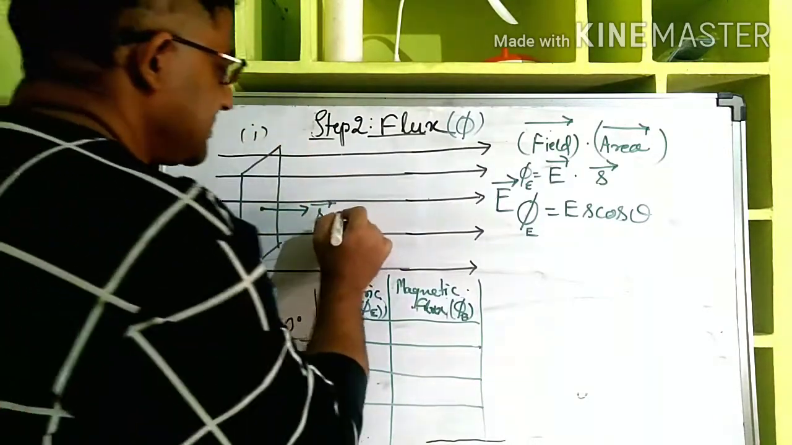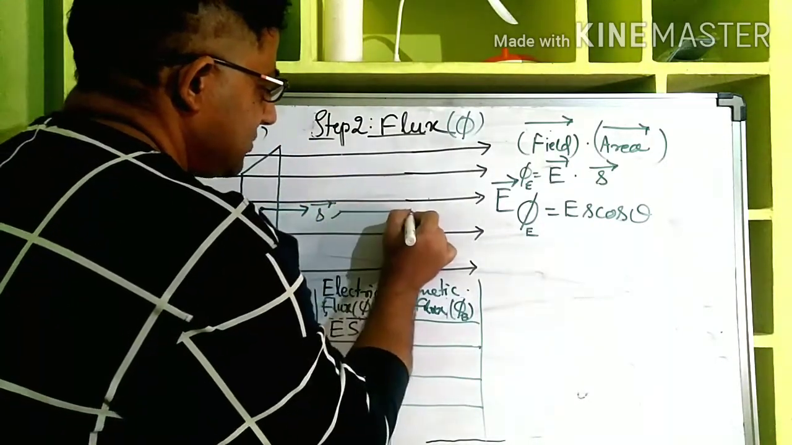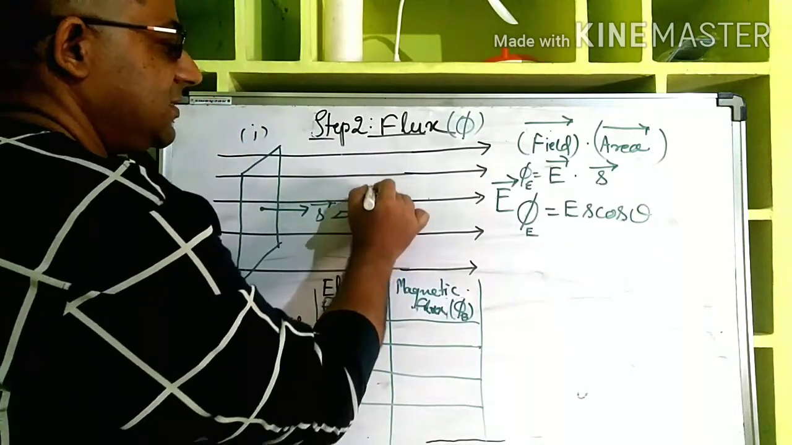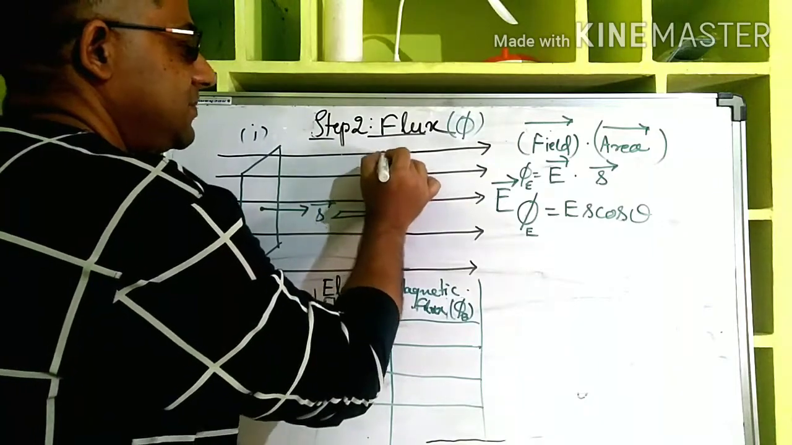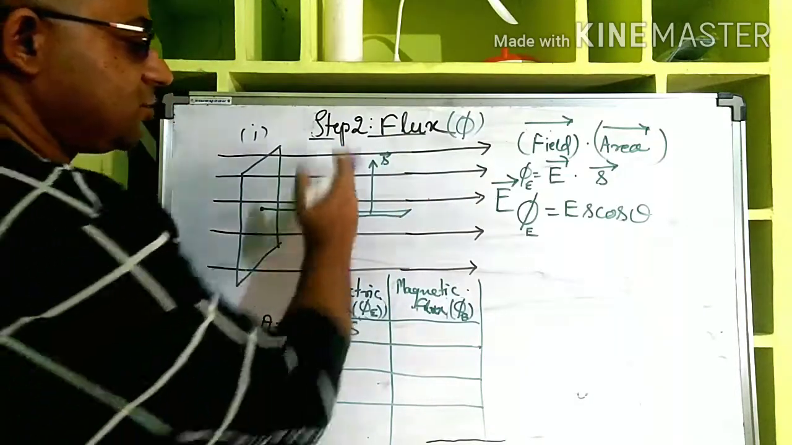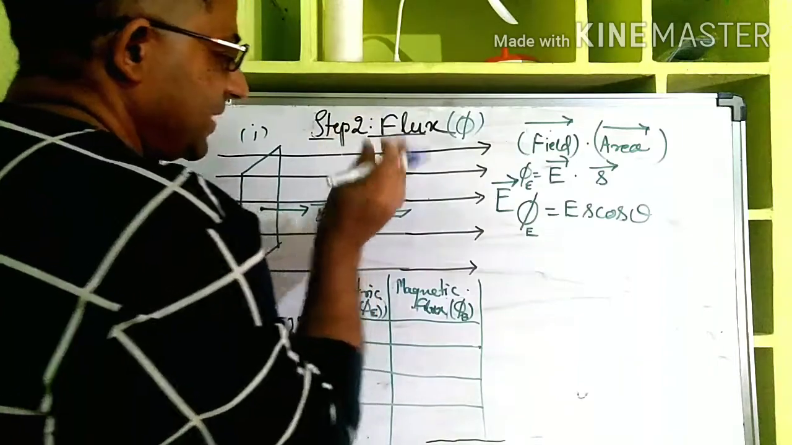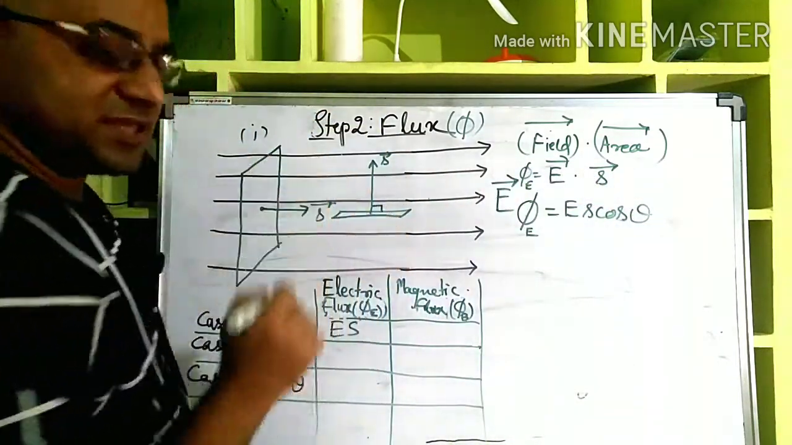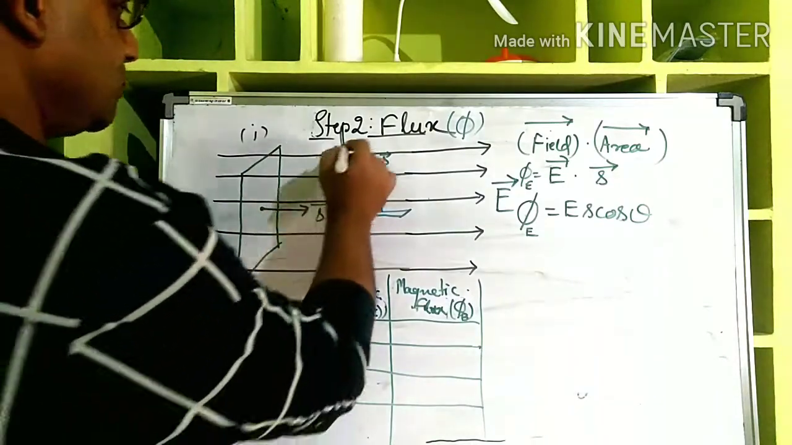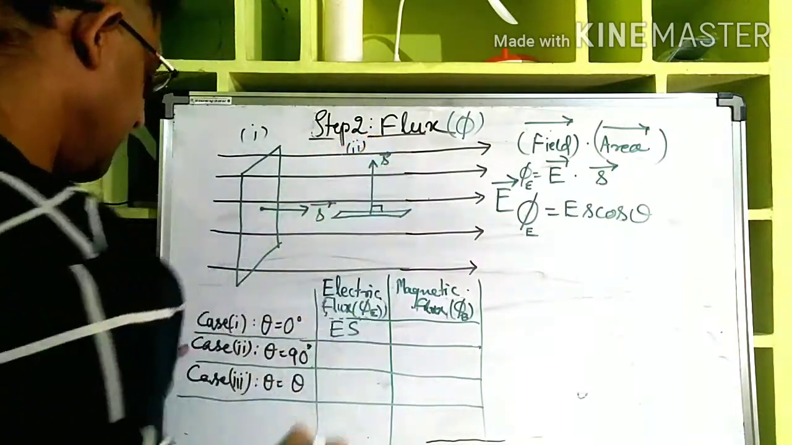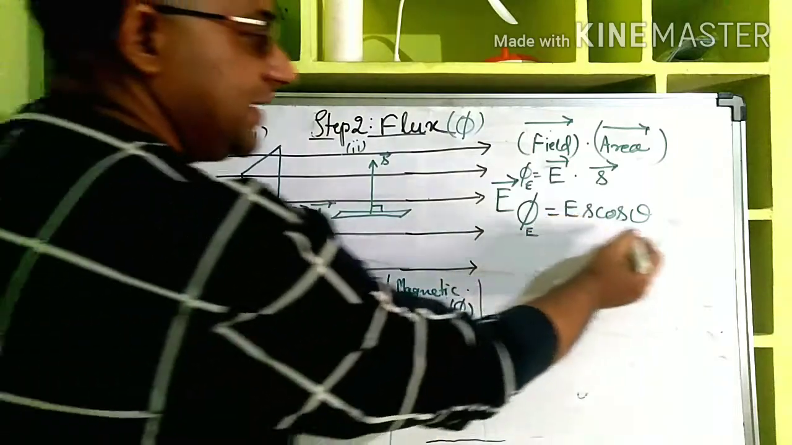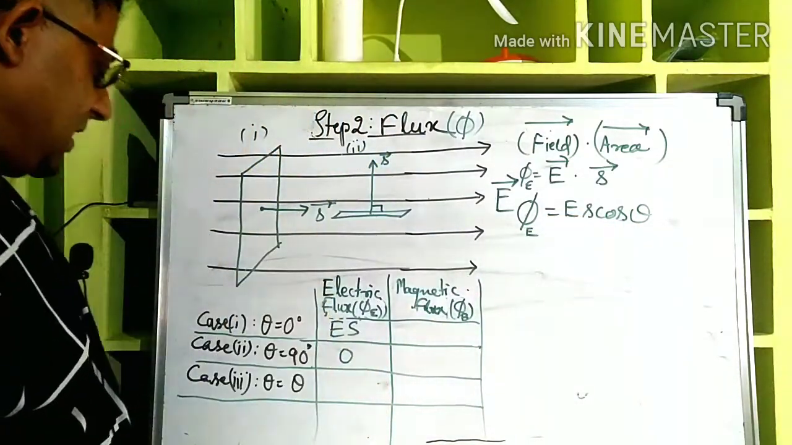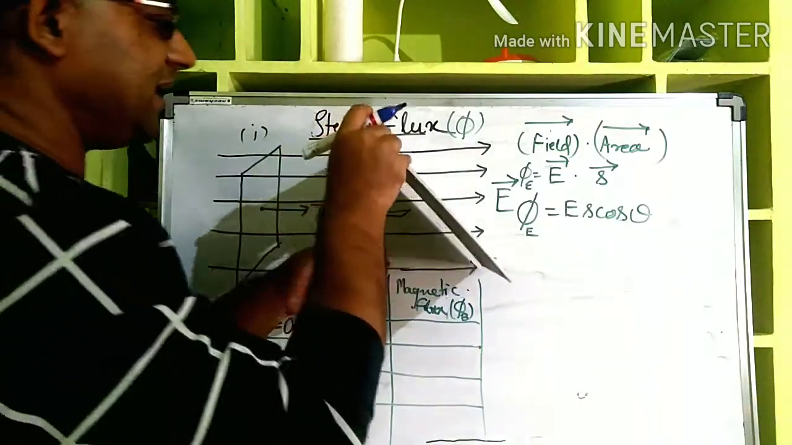The second case is theta equal to 90 degrees, so I am just showing it like this. The plane is lying like this, and the area direction S is like this now, right? So what is the angle between them? E is towards east and S is up. So the angle between them is 90 degrees. So this is case 2, right? Case 2 will take ES cos 90. Cos 90 will be 0. So it is 0.